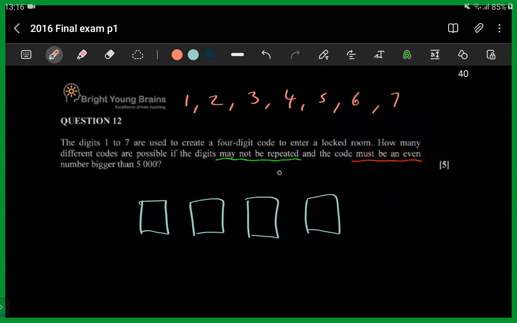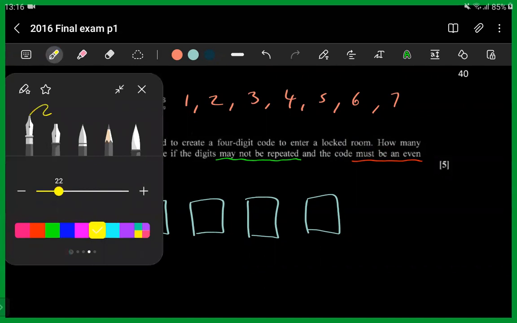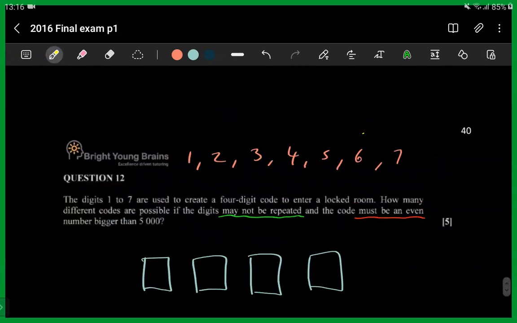You see? Yeah. So what you do is, you see here, we technically have 4 limitations. The first limitation is the values that we can use. The second one is we cannot repeat those values. The third thing is the code must be an even number. Actually, no, this is the third one and the fourth restriction. The second restriction was the fact that it has to be a 4-digit code. You see, that's the second restriction. The third restriction, digits may not repeat. The fourth restriction, it must be an even number.